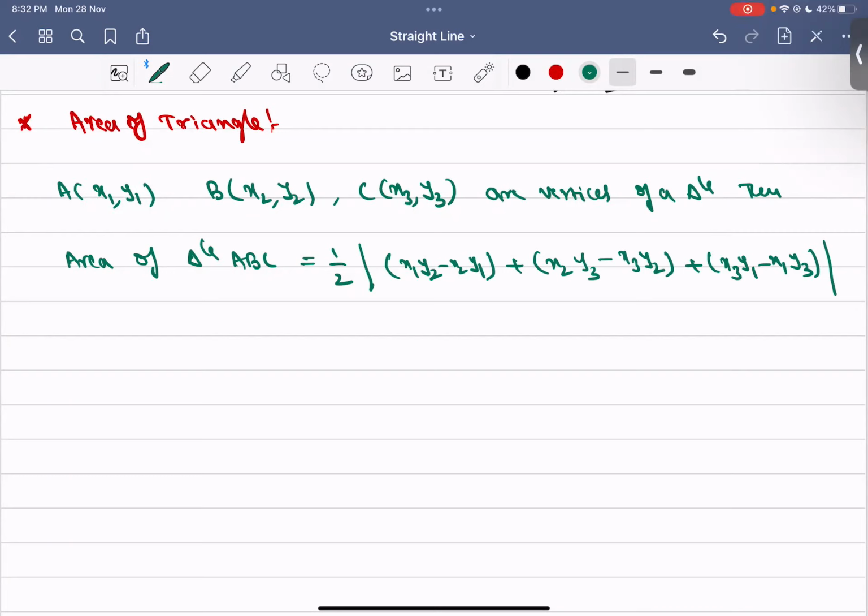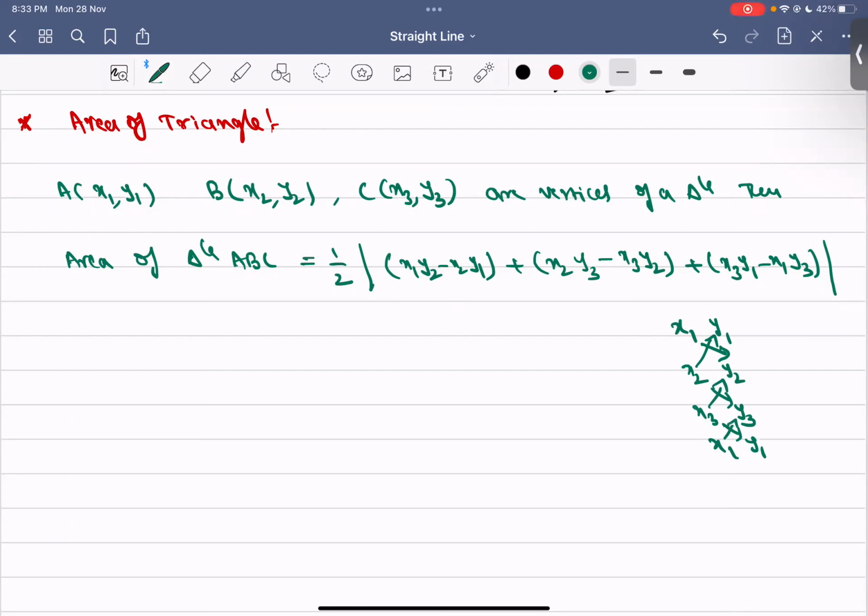So to memorize, I will give one method. First you write the vertices like this: x1 y1, x2 y2, x3 y3. Again you write x1 y1, repeating the first coordinates. Now to memorize this one, you put the cross marks like this, and like this.